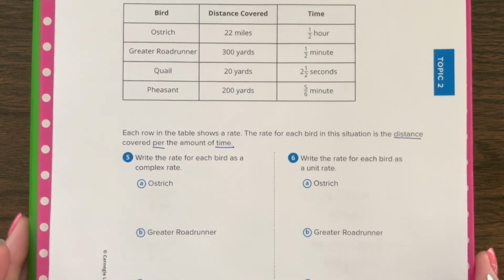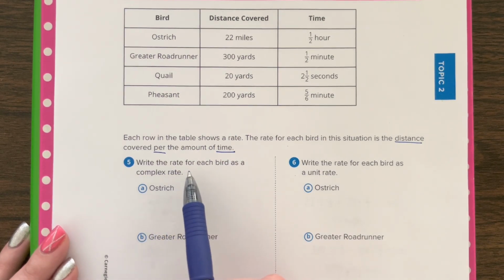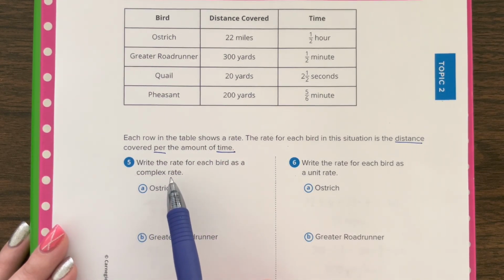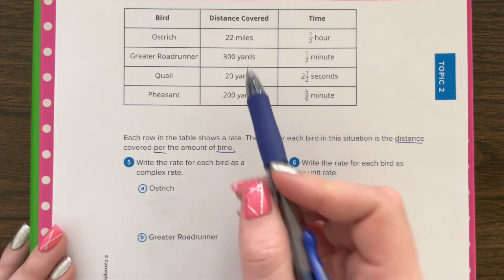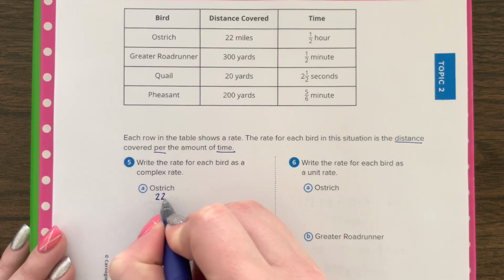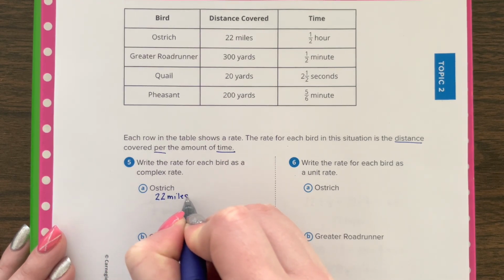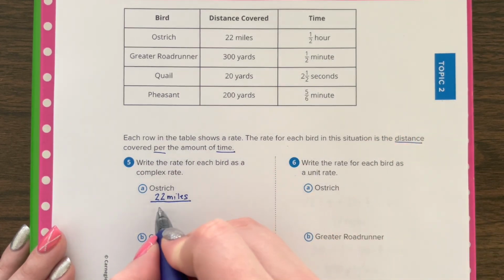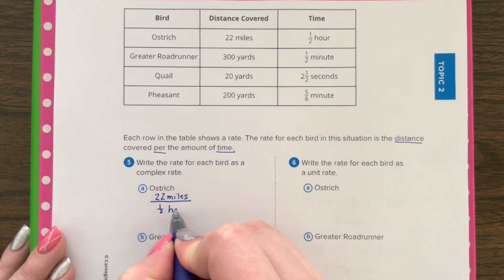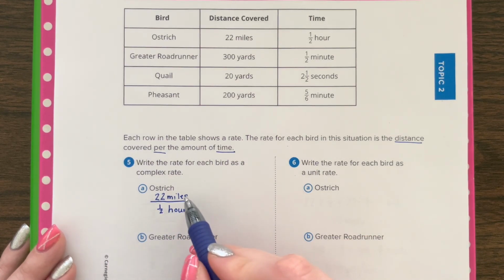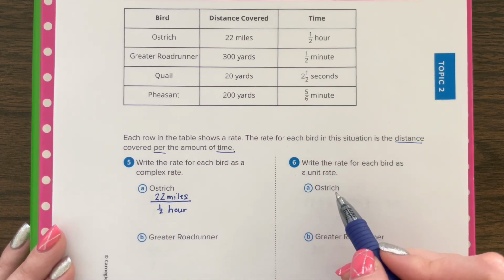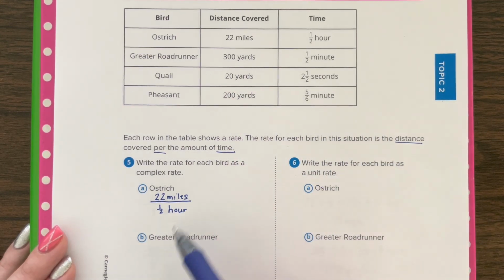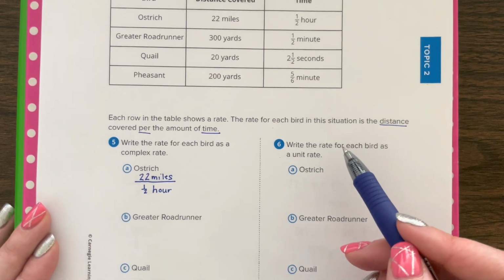So let's do 5A. It says write the rate for each bird as a complex rate. So we are writing that complex ratio. Okay, well the distance goes first. So that was 22 miles. And then over the time, which in this case was half an hour. Notice I'm keeping the units on this one because when we change it to the unit rate in a second, I need to know how to label my answers since they're all different. So let's go ahead and take a look at 6.